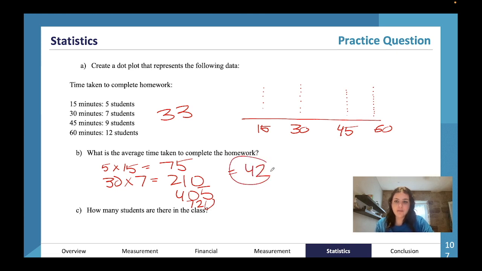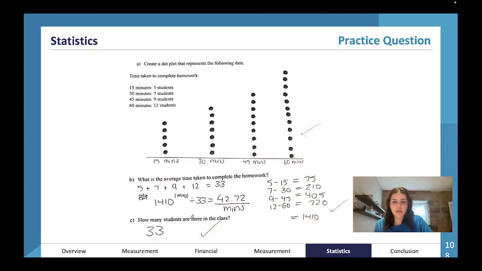So we could say our average amount of time taken is 42 minutes, which would put us closest to our average 9 students who take 45. We've also already worked out that there are 33 students in the class. We can also see that there, 42.72 minutes. And that's a much, much nicer dot plot that I've drawn for you there.